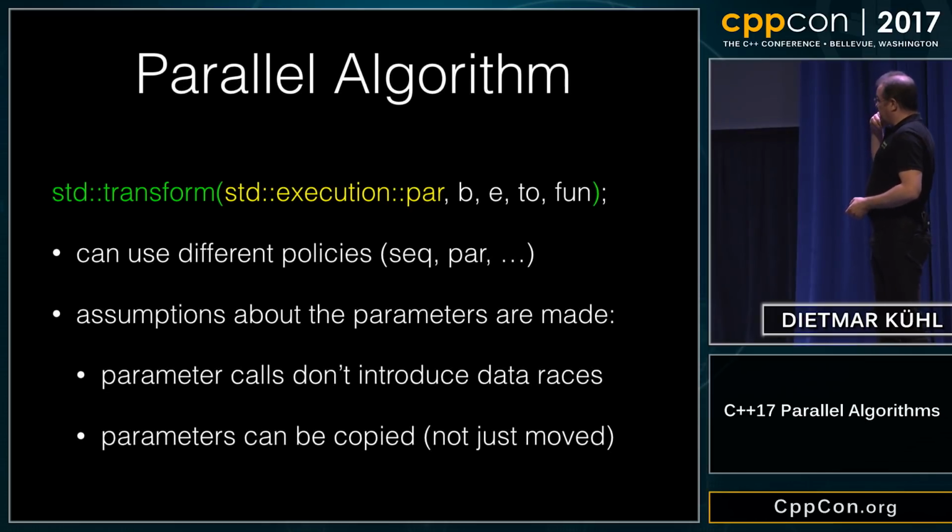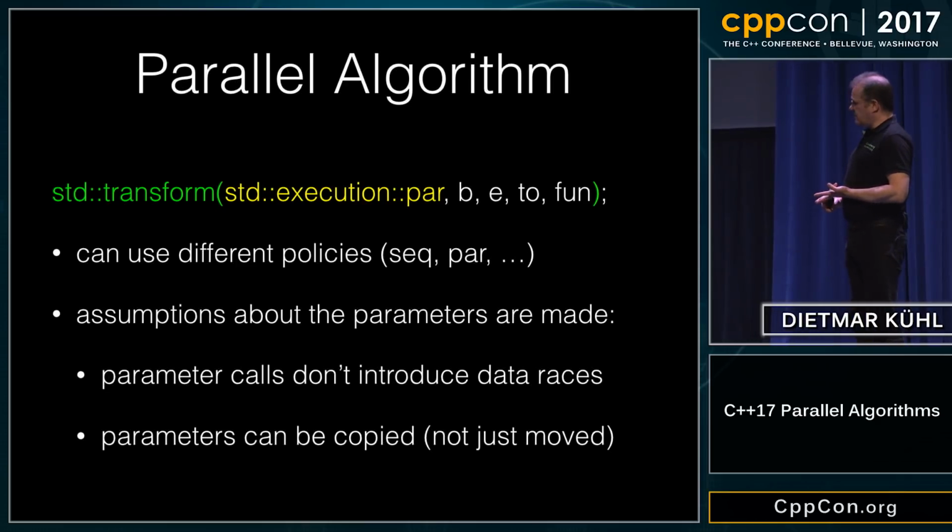So there are some expectations once we start passing in an execution policy to say what our algorithm is constrained to. In particular, these assumptions are that the functions, whatever that exactly is, do not introduce any data races. And the other part is that the arguments typically can be copied so that you can stick them onto different function objects and send them off to different threads.